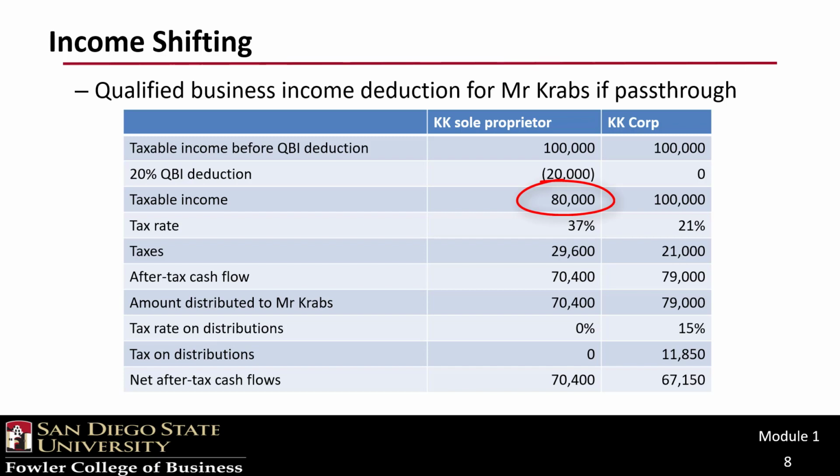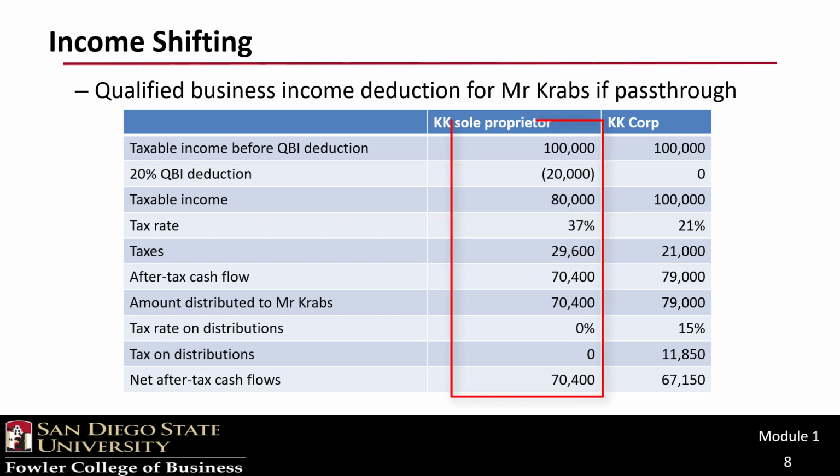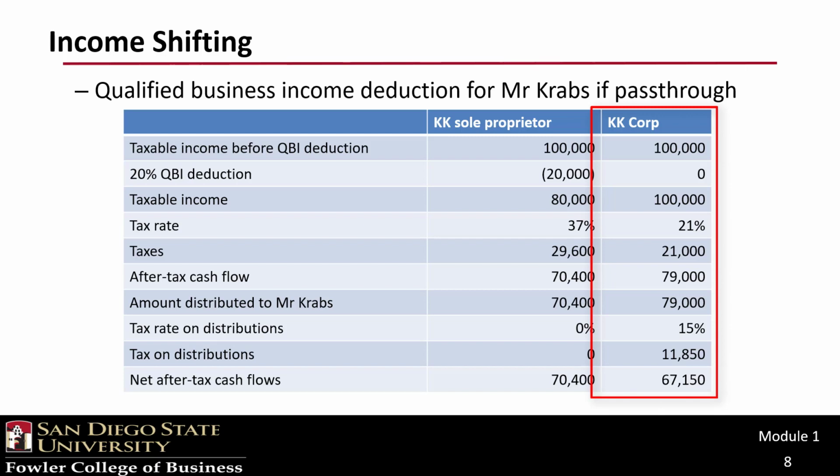So now we take 80,000 times 37%. We can calculate his after-tax cash flow as 70,400. Of course, we had already calculated that for the corporation, which is not eligible for the QBI deduction because a corporation is not a pass-through. And we see now that ultimately the sole proprietorship wins. And to be honest, that's why the QBI deduction is out there.